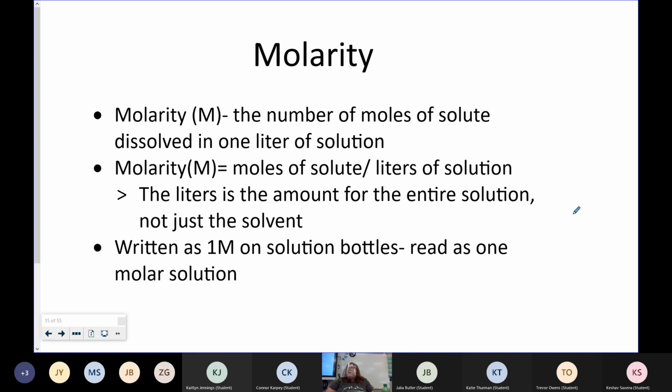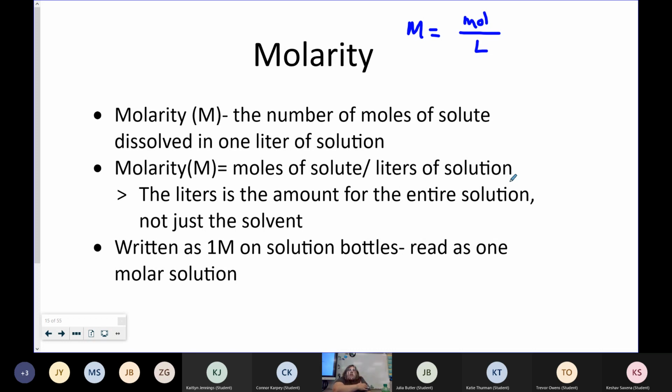Whenever we're looking at molarity, this is the calculation that tells us how concentrated a solution is, giving us an actual number value. Molarity is represented by a capital M, and it looks at the number of moles of solute dissolved in a liter of solution. This formula is on your reference sheet. I'm just rewriting it because it doesn't let me type it nicely: M equals moles of solute over liters of solution.